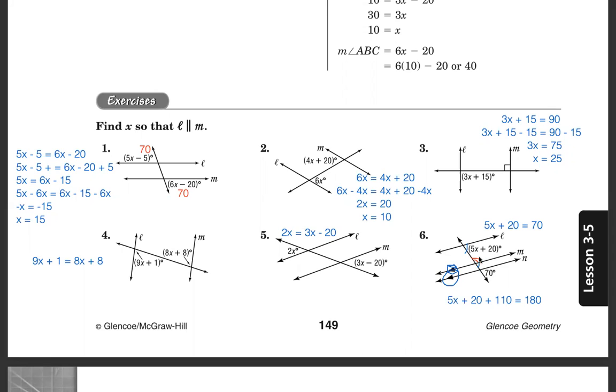But the 5x plus 20 and this red angle here, which we have agreed is 110, because 180 minus 70 is 110 since these two are a linear pair. So 5x plus 20 and this 110 are consecutive interior angles. And therefore, if they're consecutive interior angles, then they must have a sum of 180.